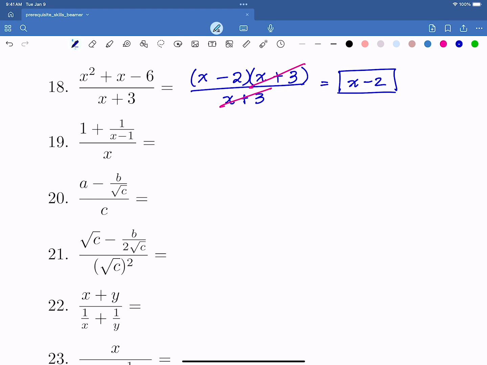Number 19, we call this a complex fraction. We have a fraction inside of a fraction. Our numerator contains a fraction. There are multiple ways to simplify complex fractions. The way that I like to do it is to look at all of the inner fractions, look at the denominators of the inner fractions. There's only one inner fraction, so it makes this kind of easy. You take the least common denominator for all the inner fractions, but there's only one inner fraction. So the least common denominator is x minus 1.